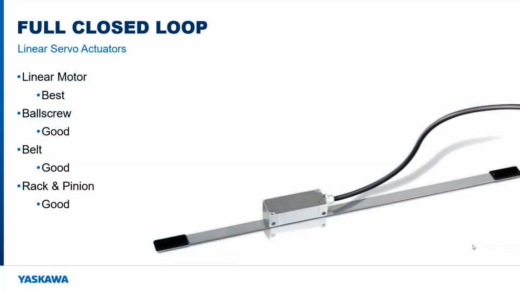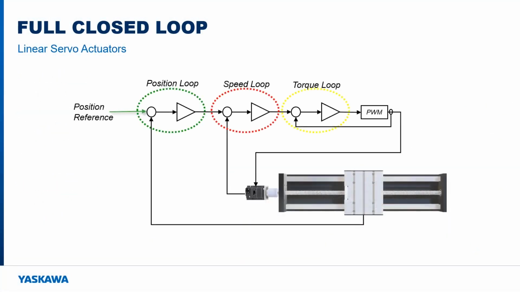You may have been thinking, why not compensate for the shortcomings of ball screws, belts, and rack and pinion mechanisms by adding a linear encoder? Yes, this is possible, and at Yaskawa we call it full closed loop. This allows the position loop of the rotary motor to be closed by linear encoder feedback.